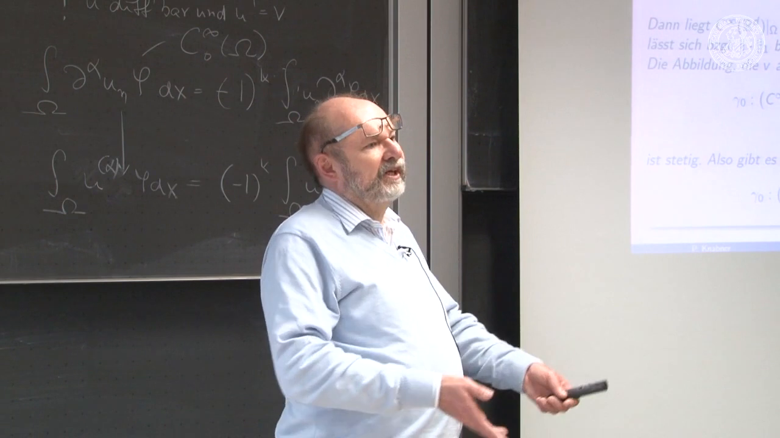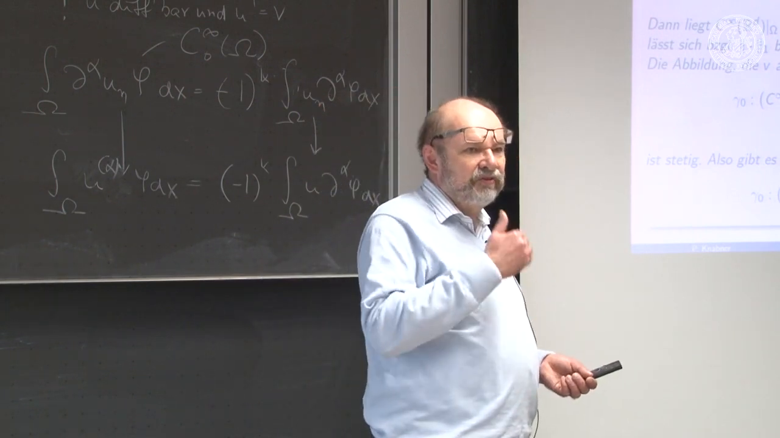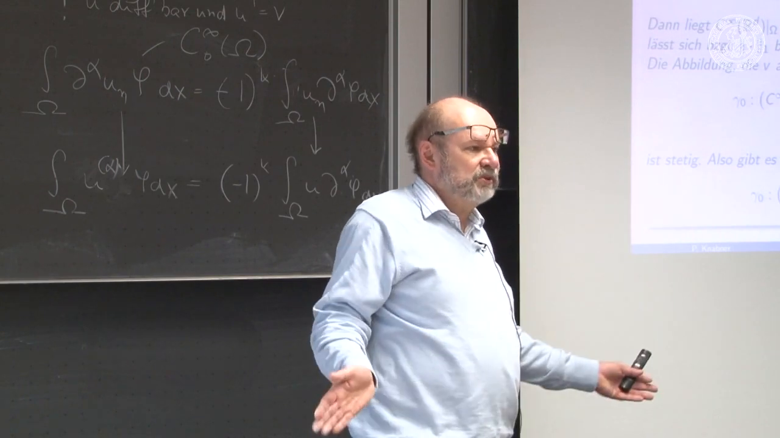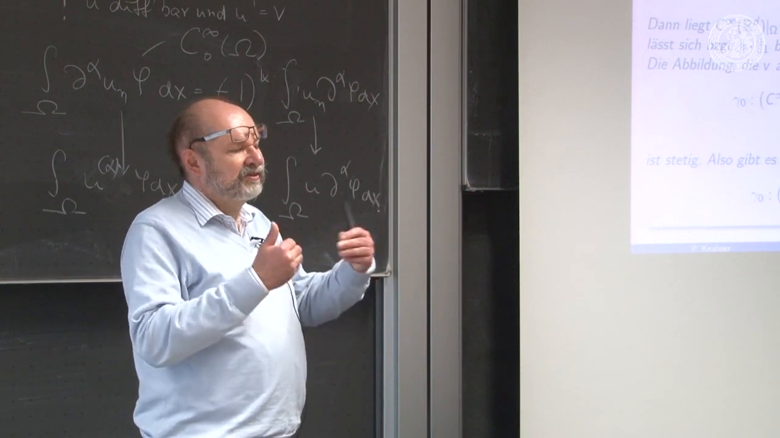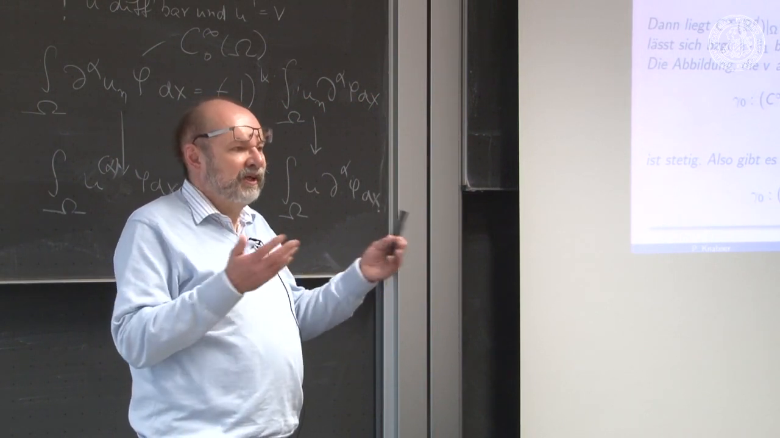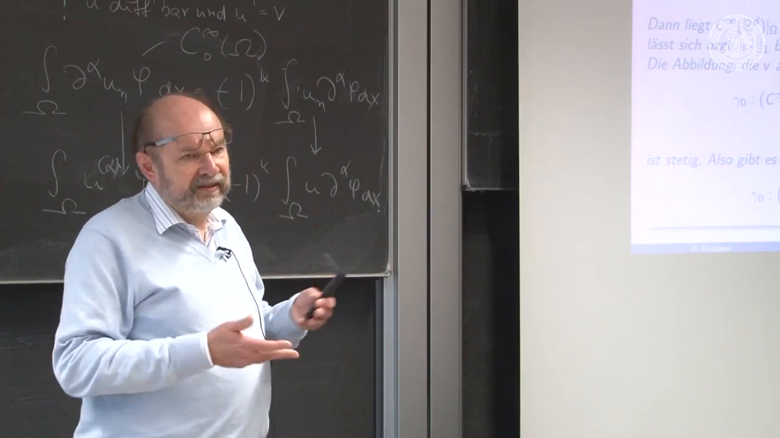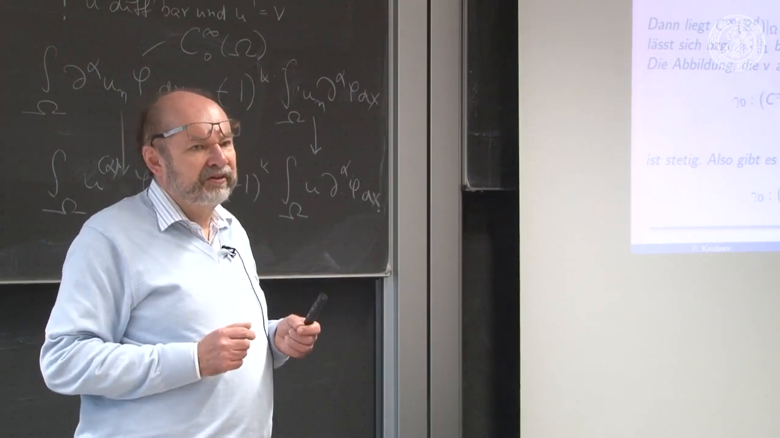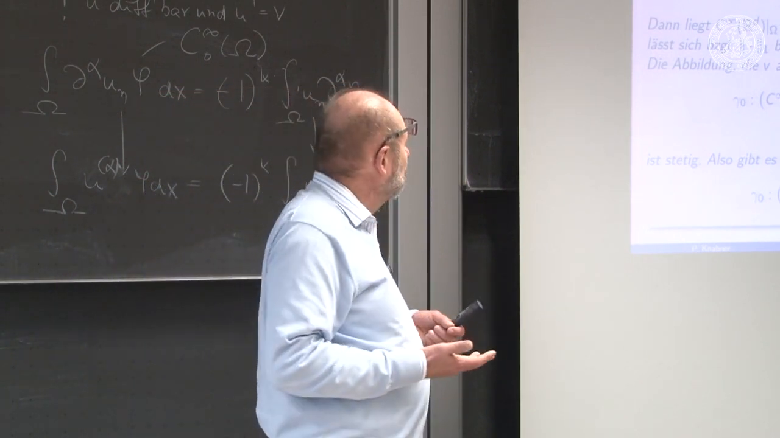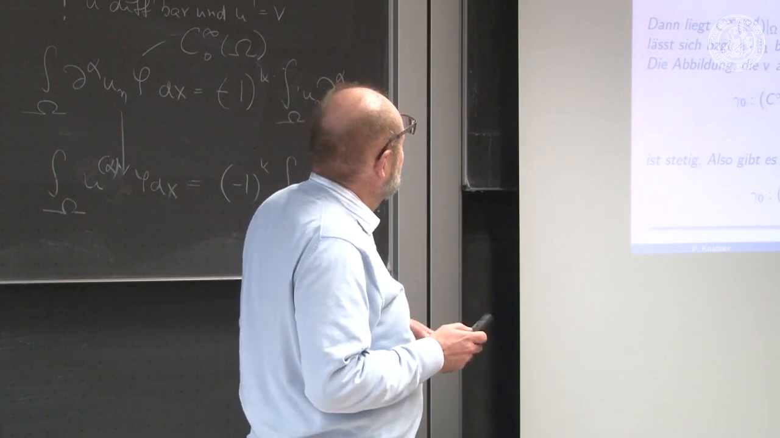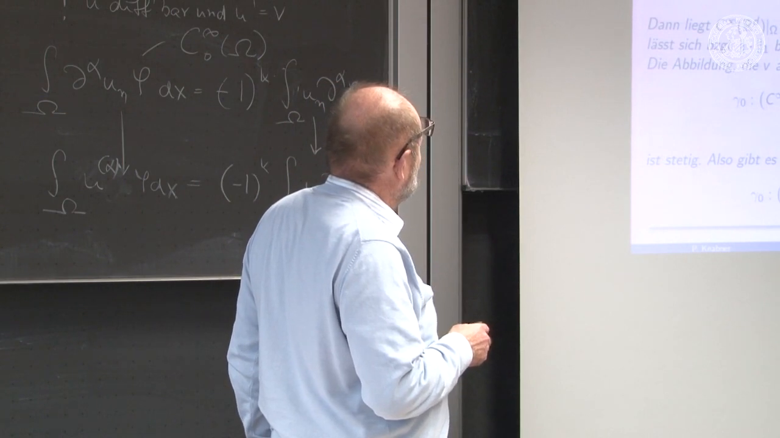Or you can also see it otherwise. The functions we are looking at are the restrictions of all C infinity functions on the full space to this domain. And by this restriction, so to speak, we do not see the domain anymore. And also we do not see the irregularities of the boundary. That also means that we need some basic requirements for the boundary to do so, and it turns out to be this bounded domain.